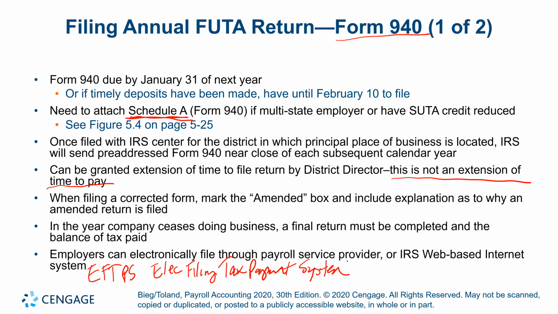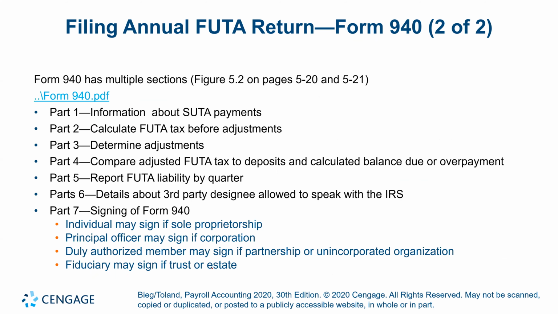In the book. Okay. Electronic federal tax payment system. See, I messed it up, but this is supposed to be federal. I had the acronym correct. Oh my goodness. Okay. All right.